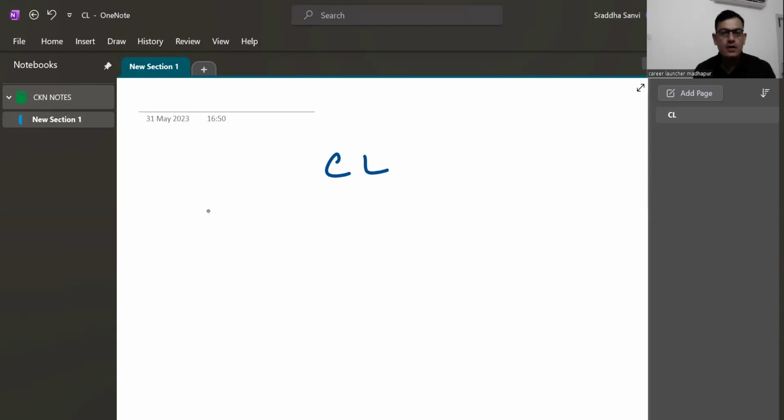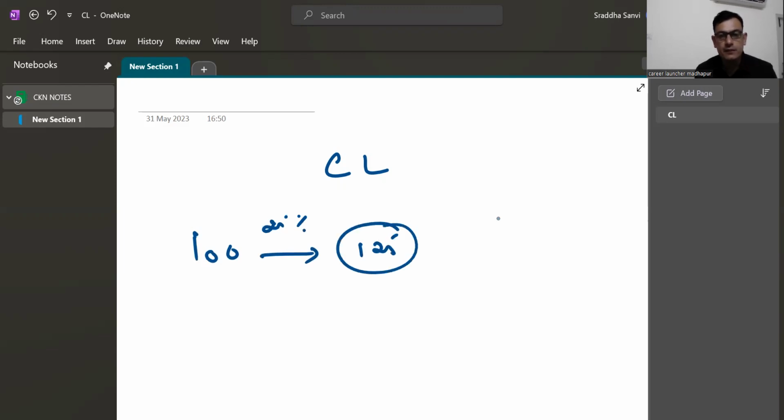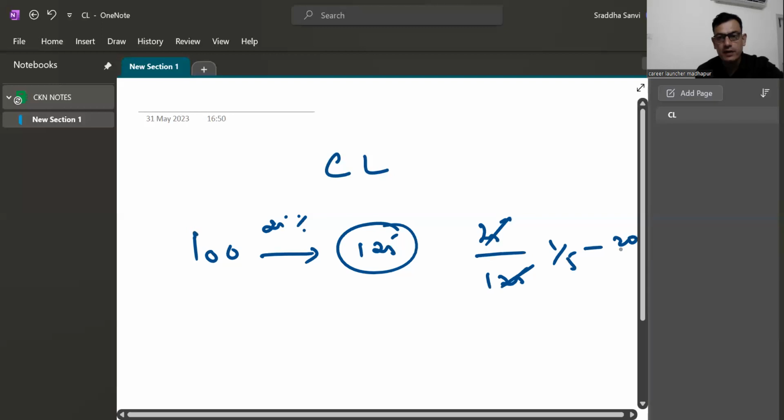Let's see. For example, I have a number 100. I increase it by 25%. The new number will be 125 only. I would like to bring 125 back to 100. I should decrease by 25 over 125, which is 1 by 5. Your answer will be 20%.